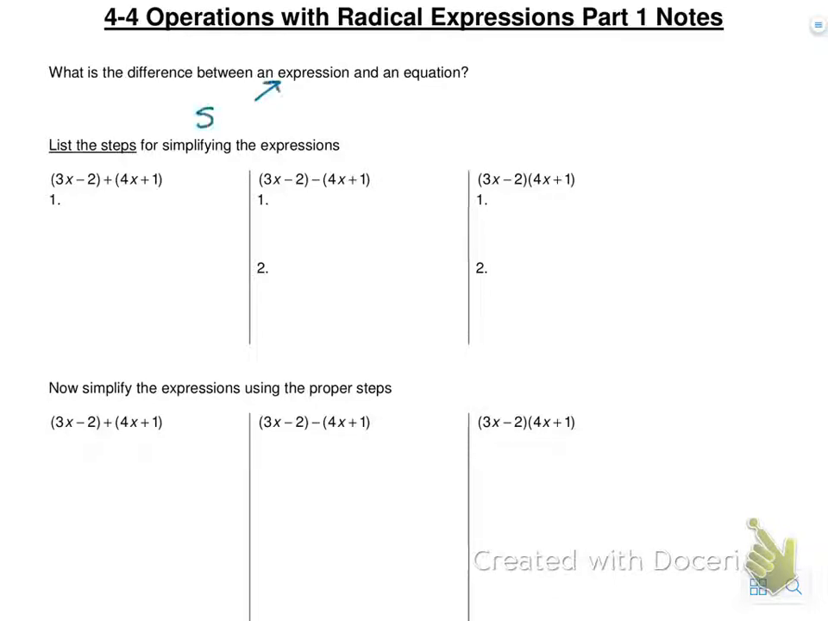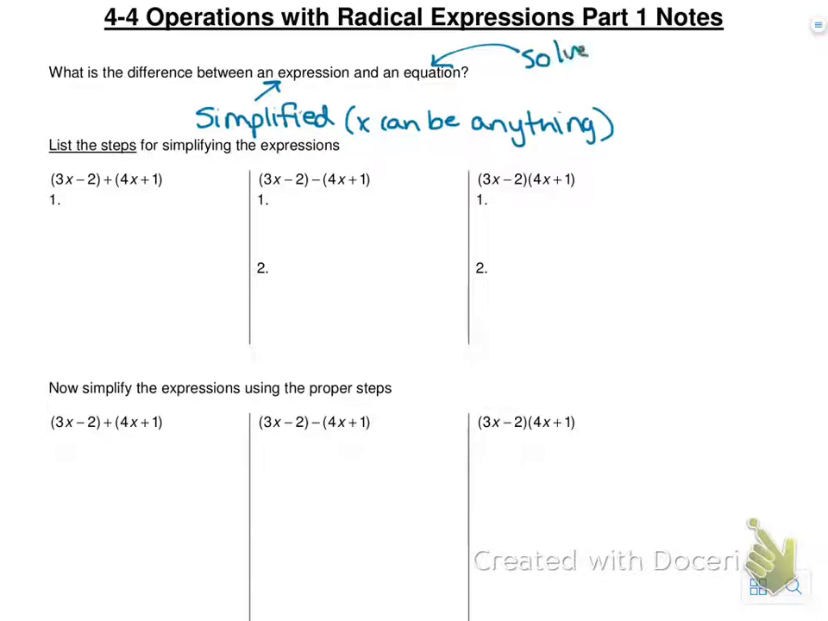So first, we just want to make sure we know the difference between an expression and an equation. Remember that an expression can be simplified, which means that x can be any value. So x could be anything. There's no limit to what x can be. And an equation has an equal sign. So an equation is solved, and x has a particular or specific value.